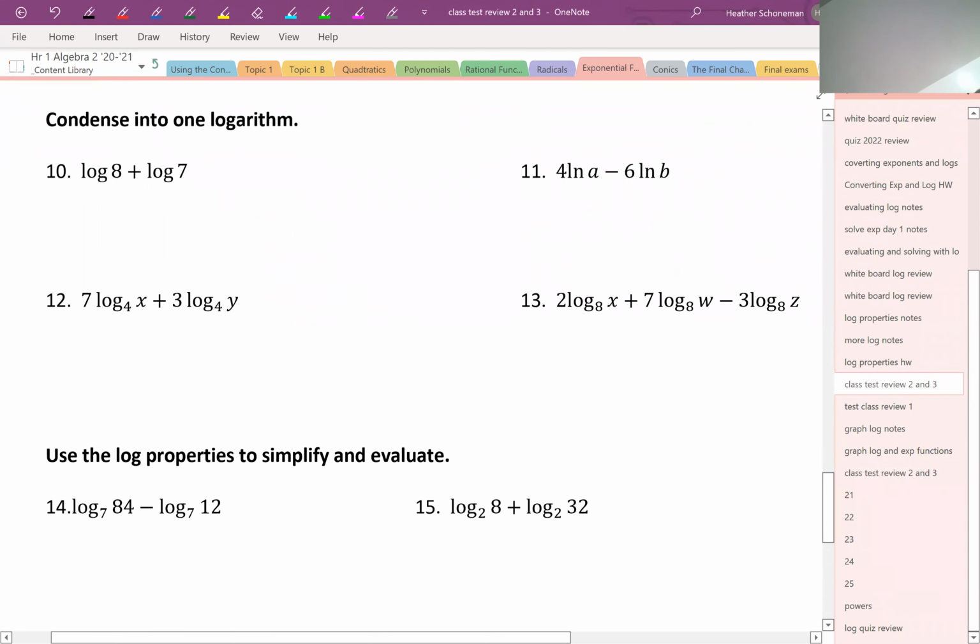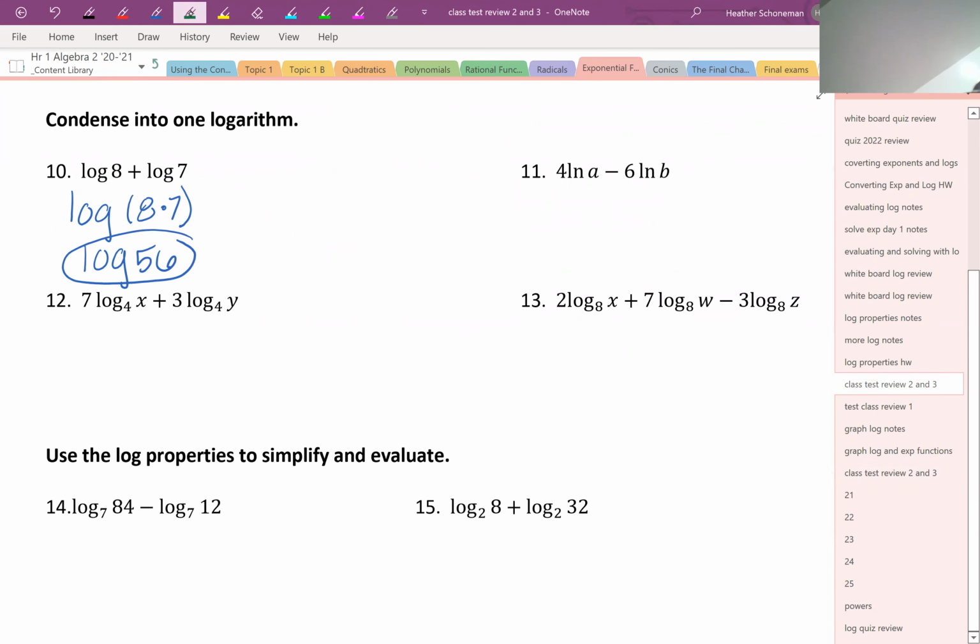On the next part, now we're condensing it. Well, these do not have a base. So if it doesn't have a base, if there's invisible base 10, well, there's no way I can write 8 and 7 with a base in 10. So I'm just going to work the problem out. And because it's addition, I'm going to rewrite it as multiplication. So I have log of 8 times 7. I can simplify that, so I should. So I'm going to get log of 56. And there's my answer.